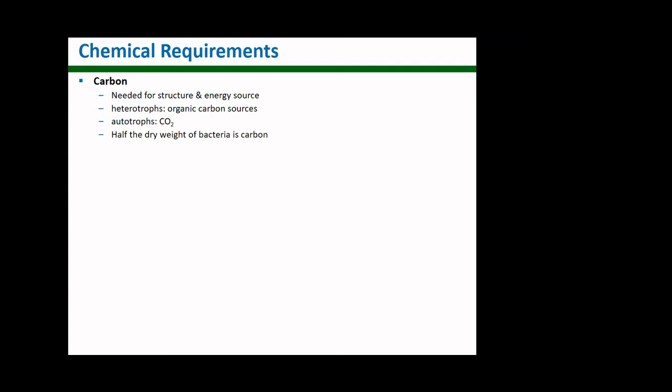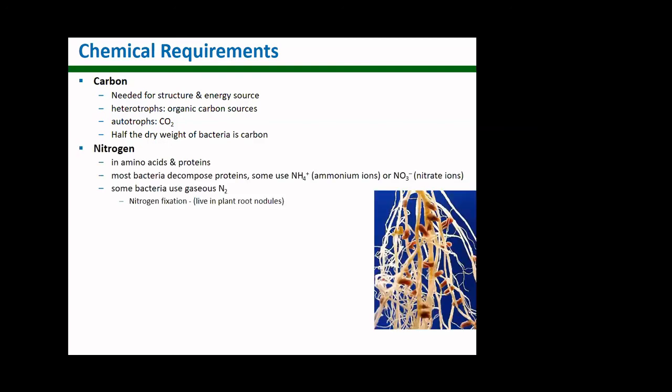If you're an autotroph, like a plant or an algae, you get your carbon directly from carbon dioxide in the air, which is why plants consume carbon dioxide and essentially give us oxygen. If you took a bacterial cell and dried it out, half of the weight of that cell is carbon. Okay, so carbon makes up a very significant proportion of any living cell.